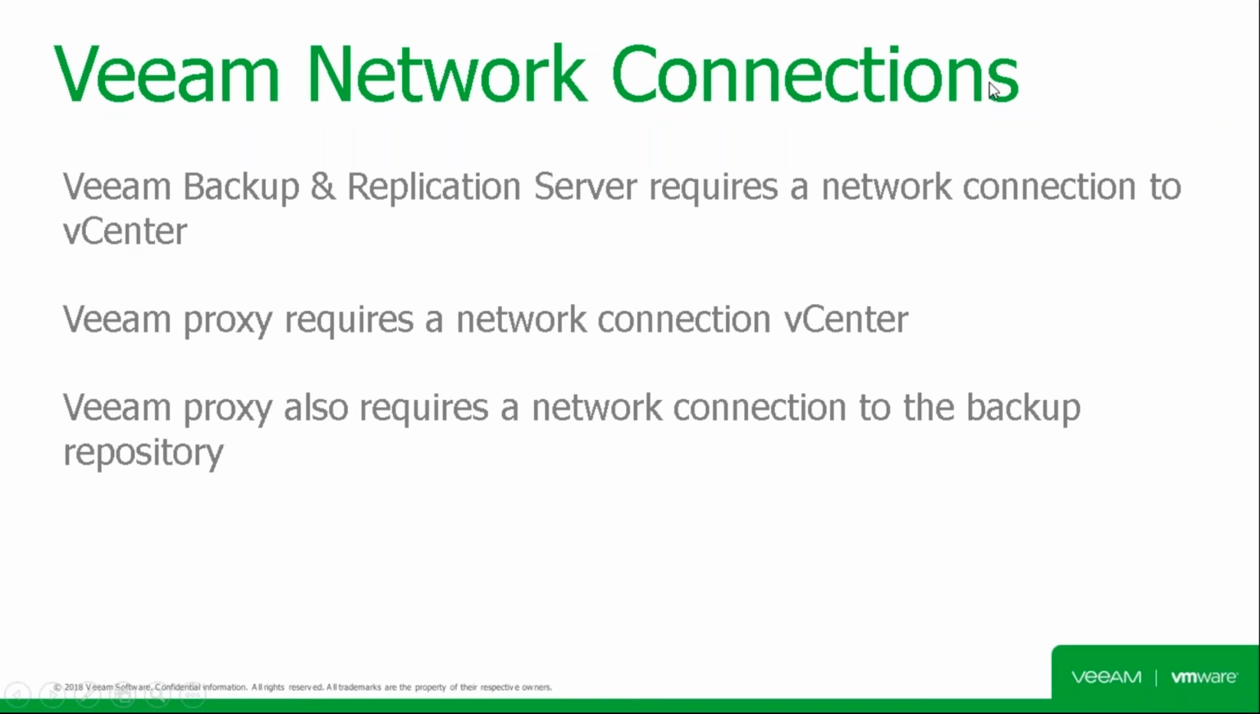The network connections are not tricky, but we want to be very explicit in telling you what they look like. We need a network connection to the vCenter server, and the vCenter server is on that management network. The proxy also requires a network connection to the vCenter server. Remember, these are on different gateways within the software-defined data center on VMware Cloud. The Veeam proxy also needs a network connection to the repository. So there are three key network connections that get set up. Let's go to the next slide.